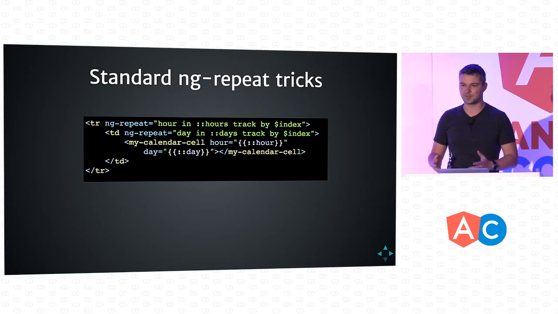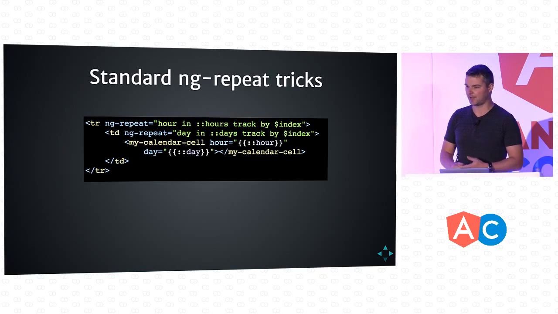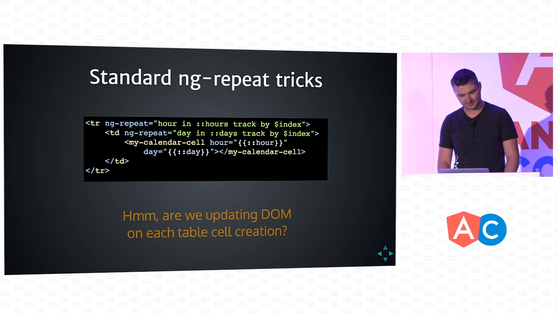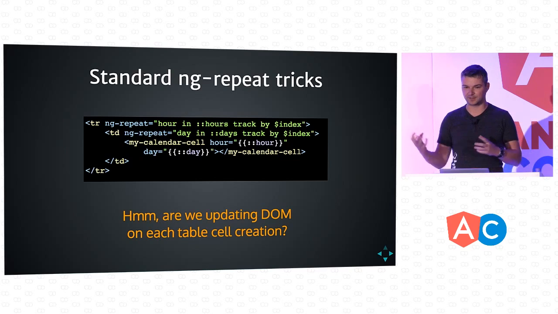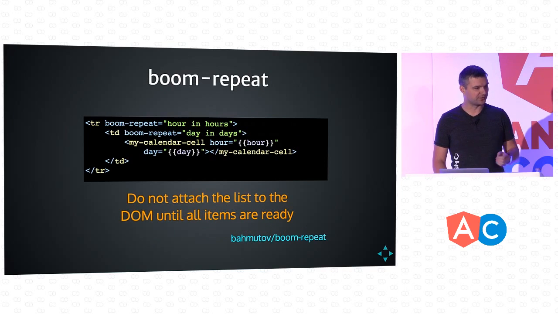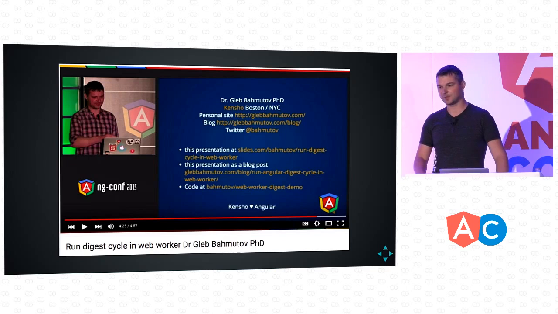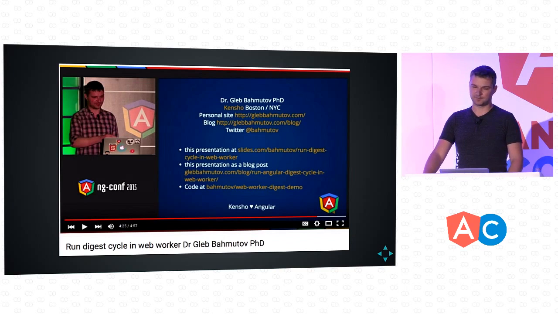I've done the typical ng-repeat tricks like track by and single one-time binding, nothing. Then I thought, maybe creating a particular element for each cell and linking it right away into the DOM causes layout computation. So I wrote boom-repeat that creates everything but doesn't link until the very last second. Nothing's helping. And then you're probably wondering, Gleb, you delivered an awesome talk at ngConf, what have you been up to?